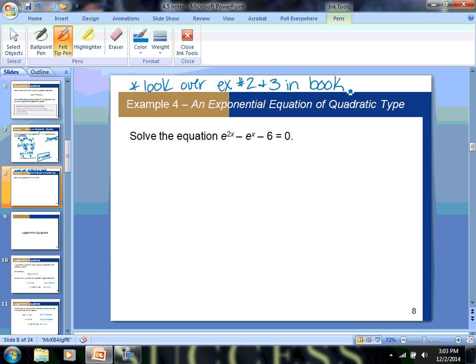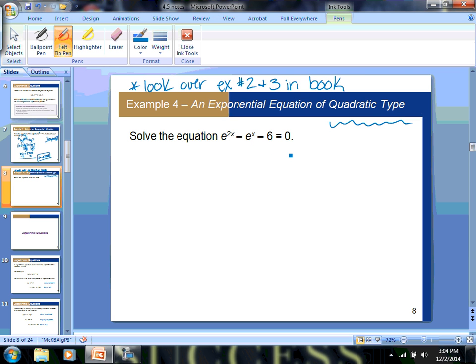Okay, so example 4 is a little bit different from example 1. It's kind of a step up. It's a little more advanced now because in the directions, or the title, it says an exponential equation of quadratic type. So that means we're going to have something squared. And if we have something squared, it might mean that we need to factor in order to solve if it's quadratic. So if you look at this problem, it says solve the equation e to the 2x minus e to the x minus 6 equals 0.